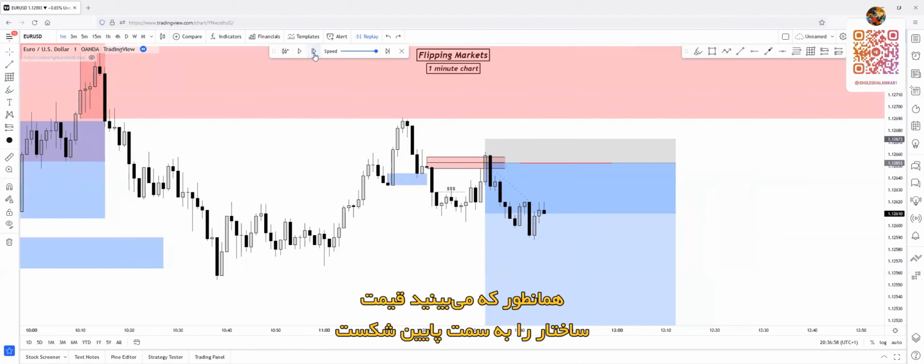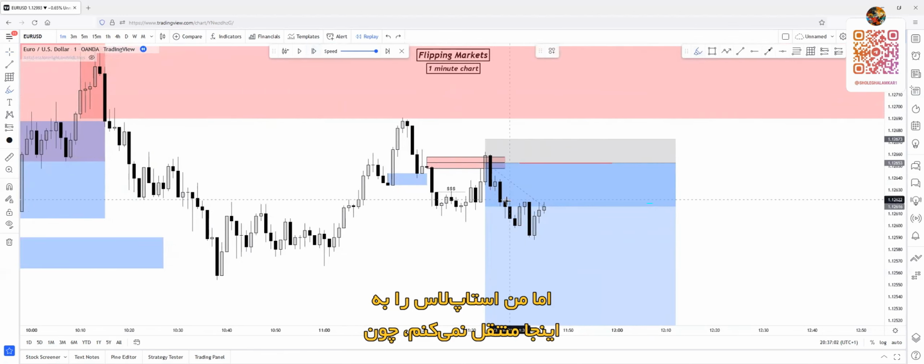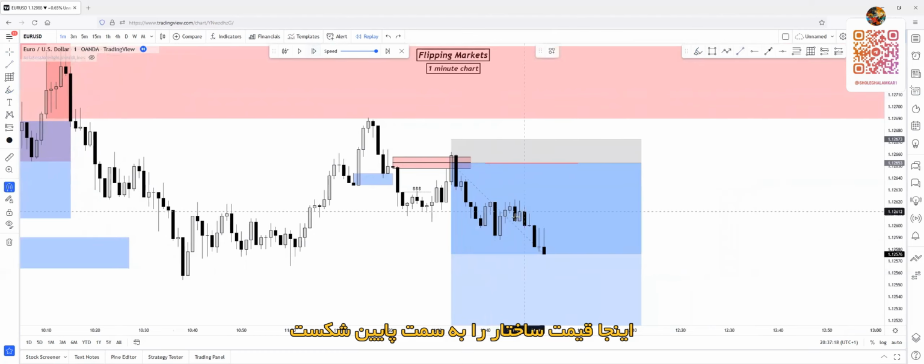As you can see, price broke structure to the downside, but I won't set my stop loss here because this is a liquidity line. I will just keep my stop loss in break even. Let's see what happens next. As you can see, price is building up more liquidity here. So I will just keep my stop loss in break even. Price broke structure to the downside here. As you can see, here's a break of structure to the downside.